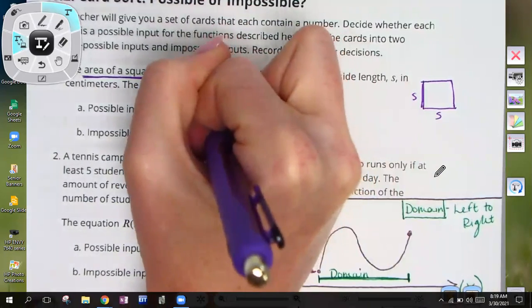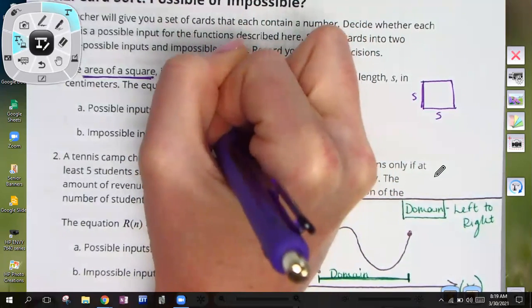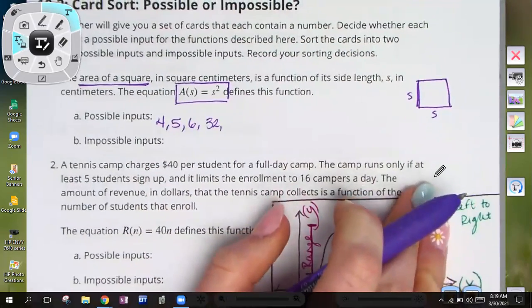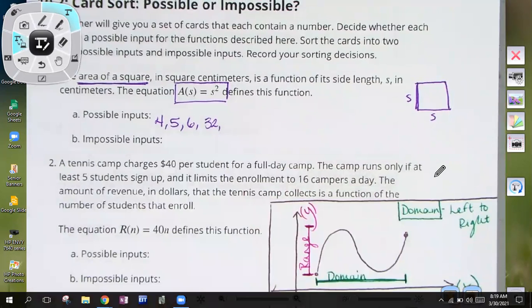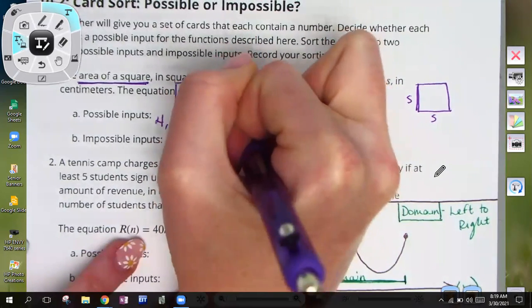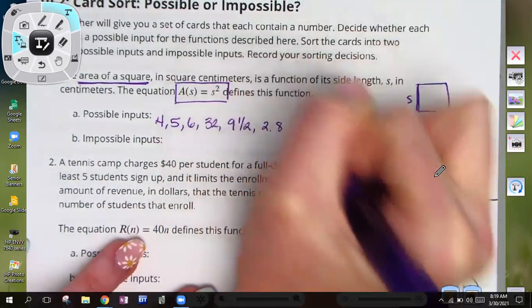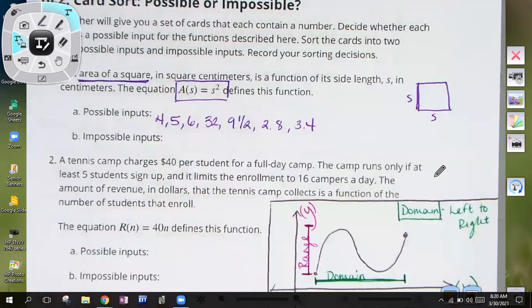I'm going to spice it up. 32. Okay, real quick, Kobe, going back to yours. We've got a lot of whole numbers here, but sometimes when we're building or measuring, what kind of numbers do we get? Fractions and decimals. So Luke said 9.5, 2.8, 3.4. We could keep going on and on forever.